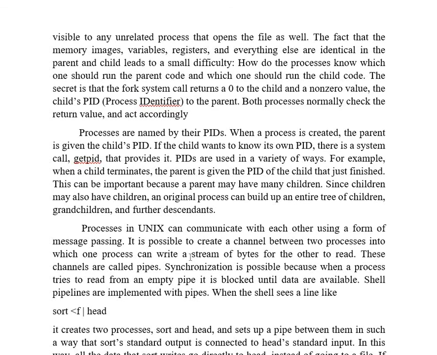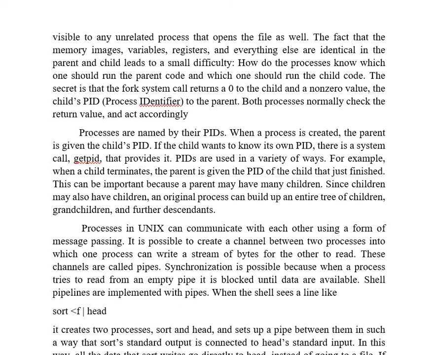So here we can create one process which can write a stream of bytes for the other to read. These channels are called pipes. Synchronization is possible because when a process tries to read from an empty pipe, it is blocked until data are available. Shell pipelines are implemented with pipes.